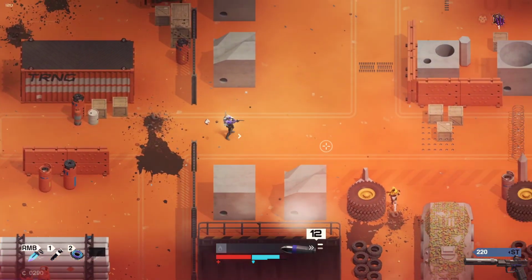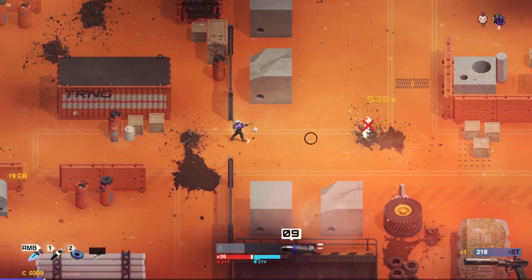And those are the three different states of the enemy AI in the game called Synthetik. Thank you.